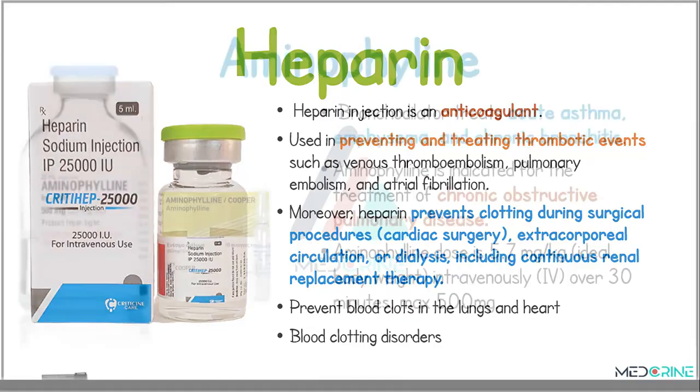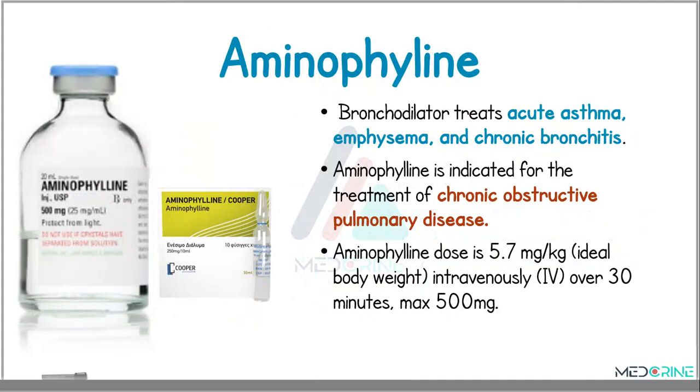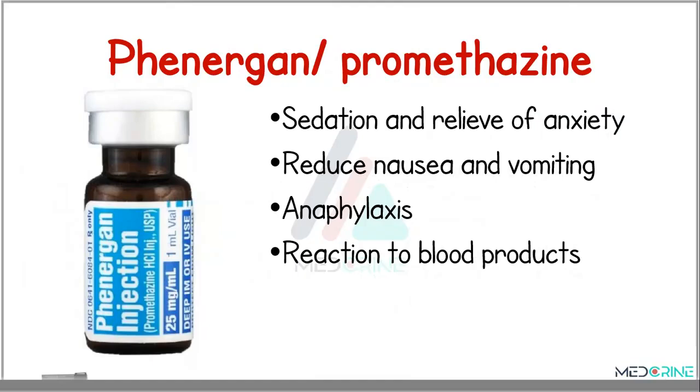Then we have aminophylline. Aminophylline is a bronchodilator that is used to treat acute asthmatic attack, emphysemas, and chronic bronchitis. It's indicated for treatment of chronic obstructive pulmonary disease. And then we have promethazine or Phenergan. Phenergan is a sedative and an anxiolytic that reduces nausea and vomiting, can also be used in anaphylaxis and in case of reaction to blood products or blood transfusion.